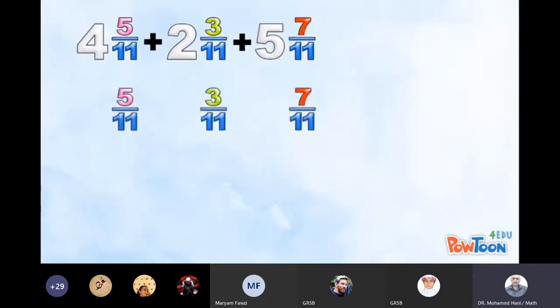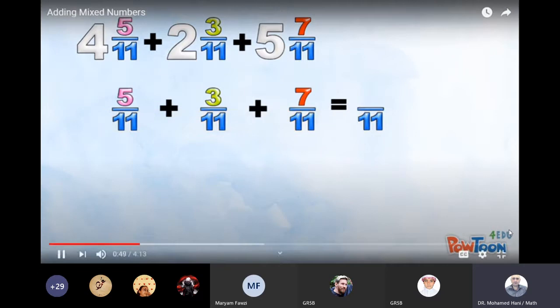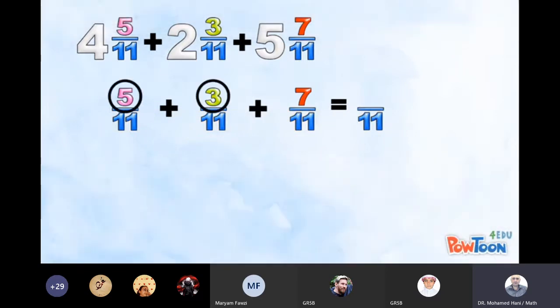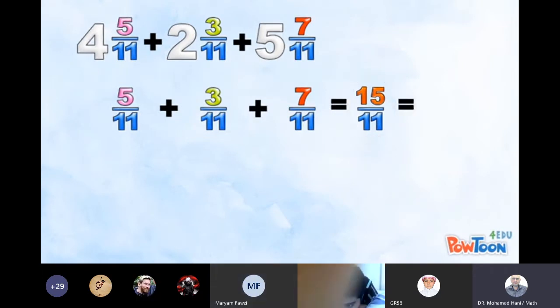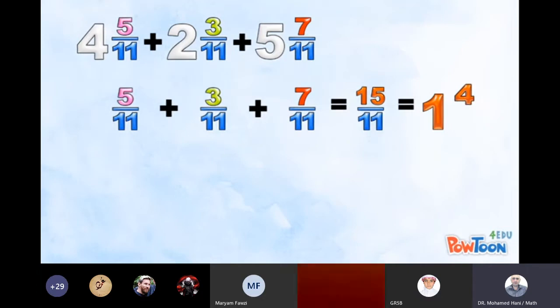We do the fractions part first. We have a common denominator, 11. Our answer will be some number of parts out of 11. Put that in now. Next, we add the numerators, 5 plus 3 plus 7. 7 plus 3 is 10, plus 5 is 15. 15 over 11. It's an improper fraction. We can't leave it like that. We have to make a mixed number. How many 11s in 15? There's one whole group of 11 and a remainder of 4. Put that over our denominator of 11.